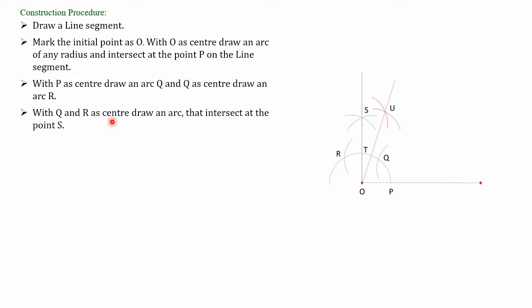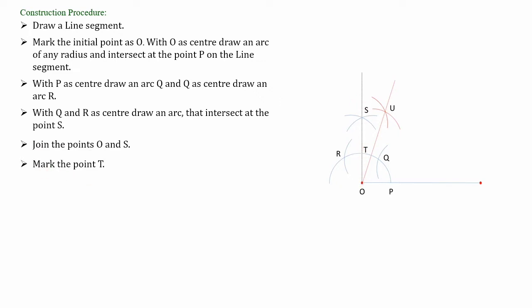With Q and R as centers, draw arcs that intersect at the point S. By using the same radius, keeping the compass at Q, we have drawn one arc. By keeping the compass at R, we have cut the previous arc, and we have got the point S. Join the points O and S. We have drawn OS, joining.